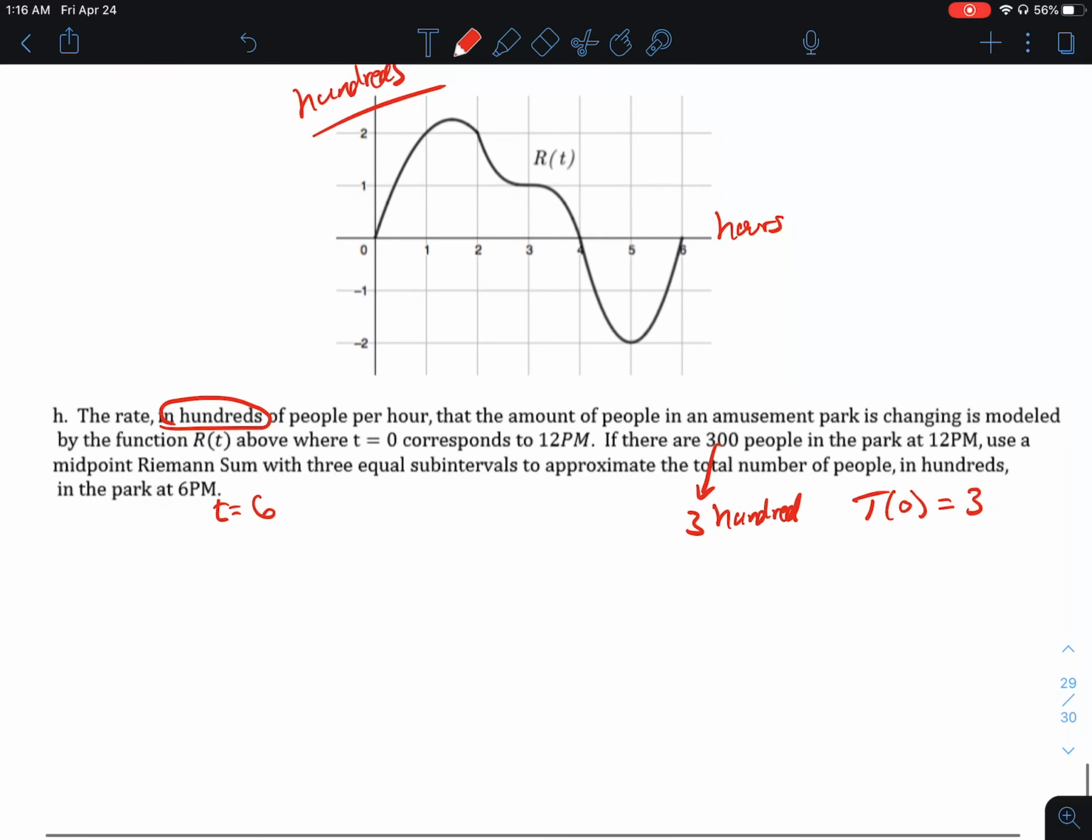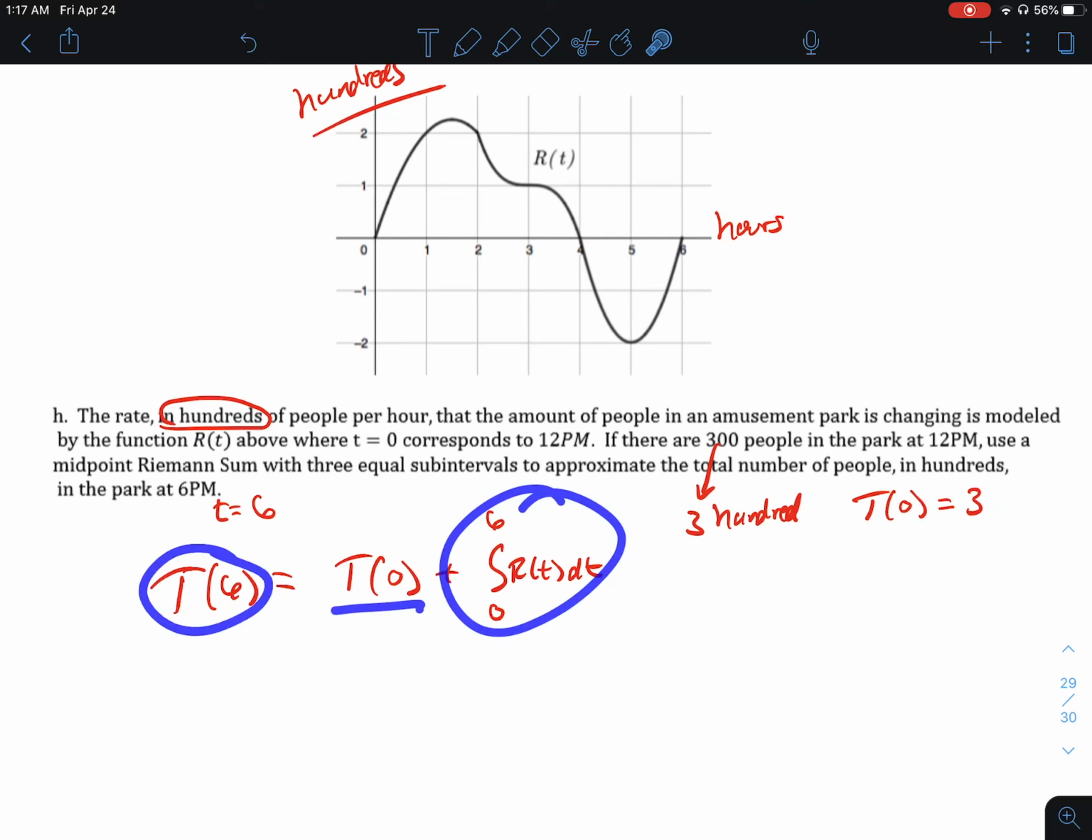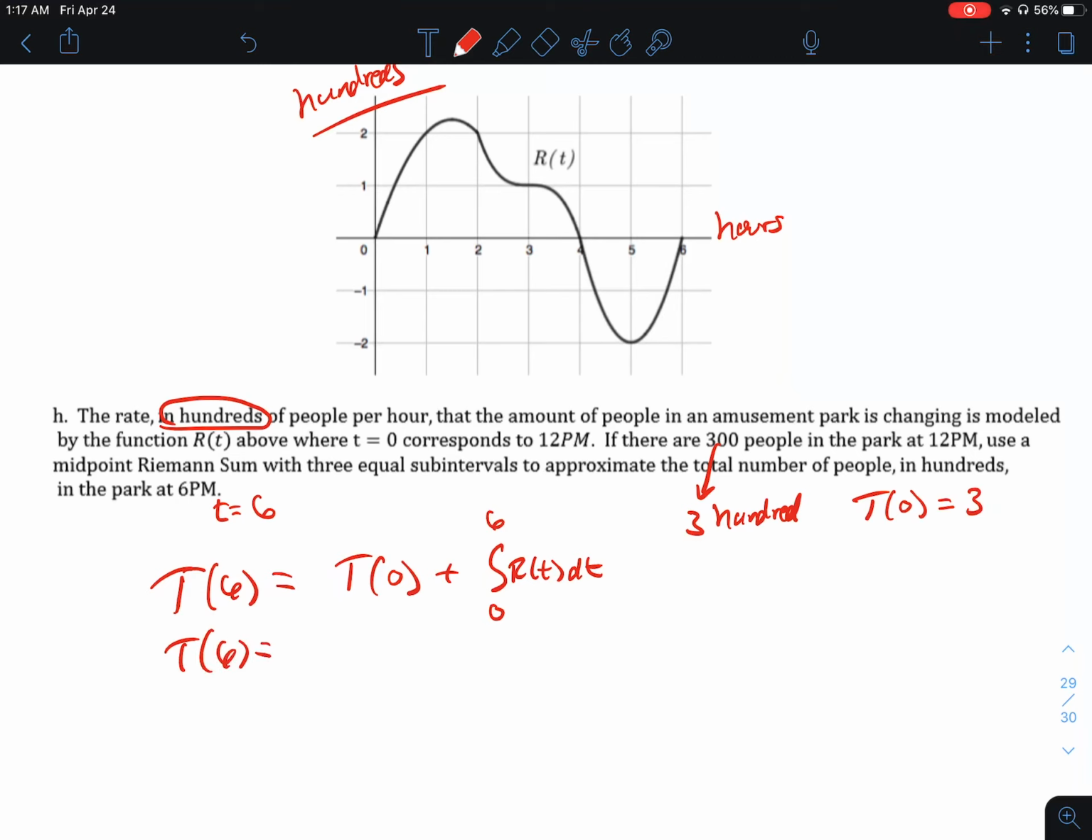So if I want to find the total people at 6, I have to take the initial value, that's the people that were there at time 0, and add to that the net change from 0 to 6. Net change plus the initial value is the total that's going to be there. Now we know, without doing any work, that the initial value is 3.